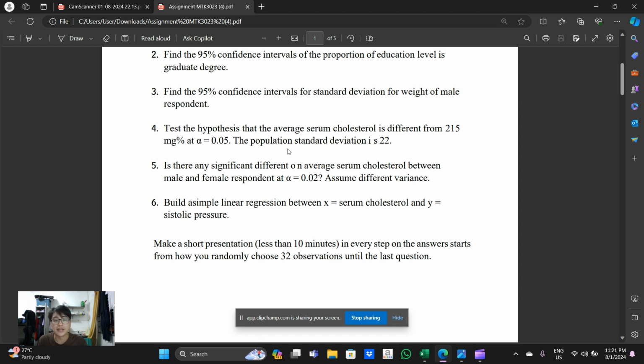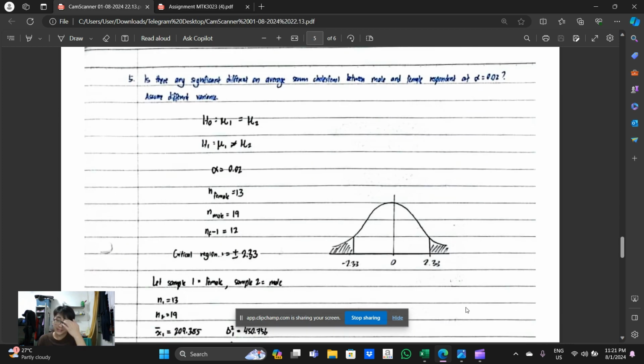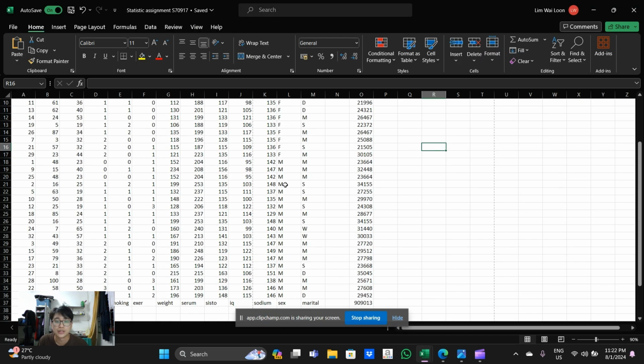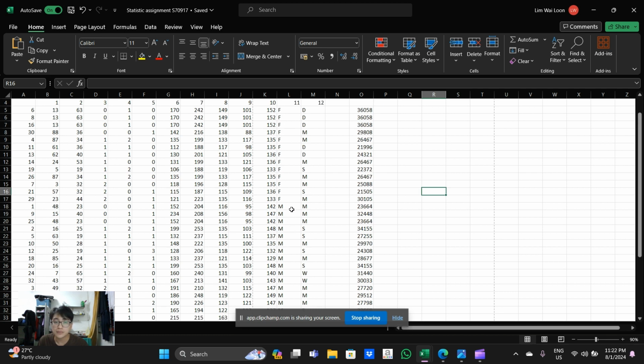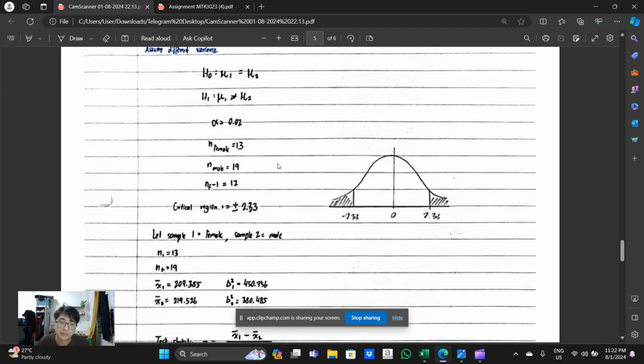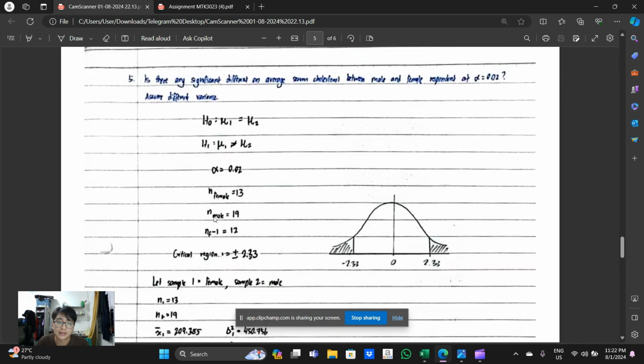Question 5: is there any significant difference on average serum cholesterol between male and female respondent at alpha equal to 0.02, assume different variance? So by this, we need to go back to our data again, and then we already sort out these two genders. So we can clearly see that there are 19 male respondents and 13 female respondents. So we write it here, and we take the lower one, 13. So we minus it with 1, so we get 12. And we minus this male respondent also, we get 18.